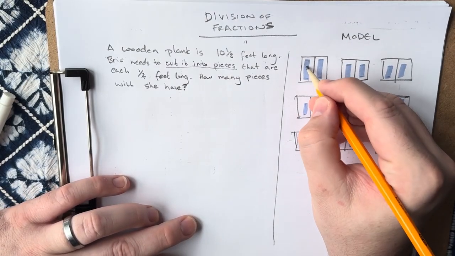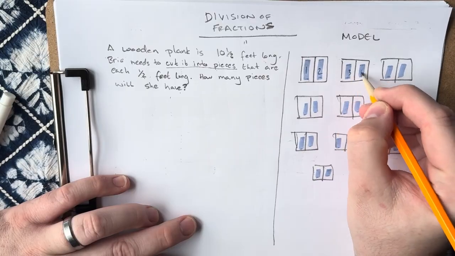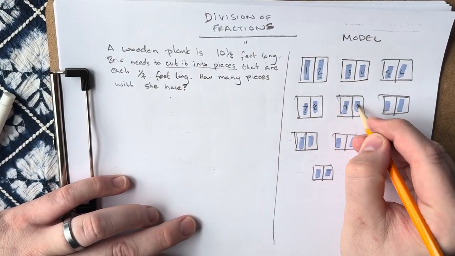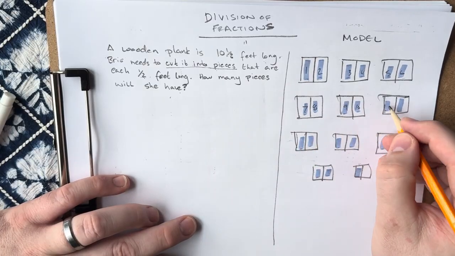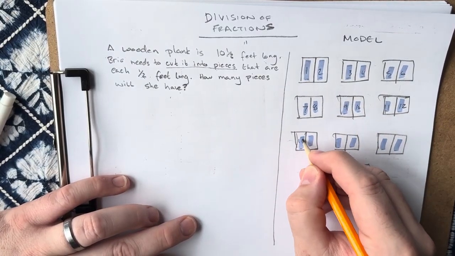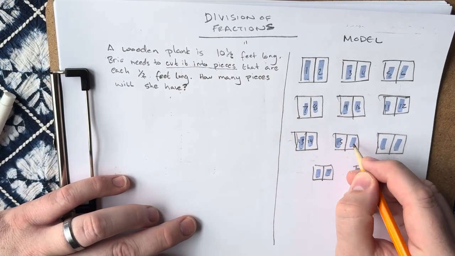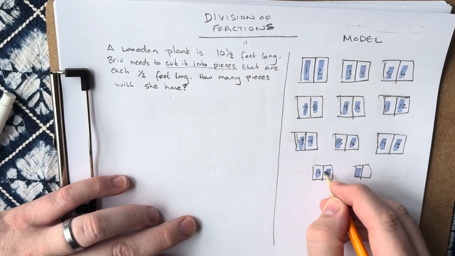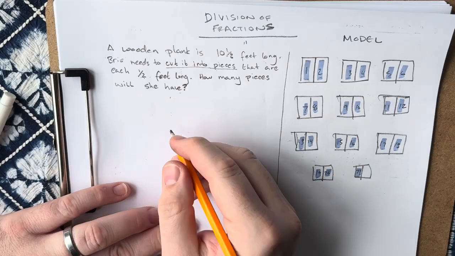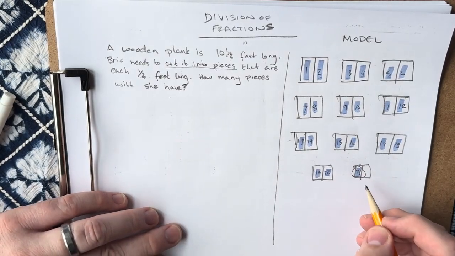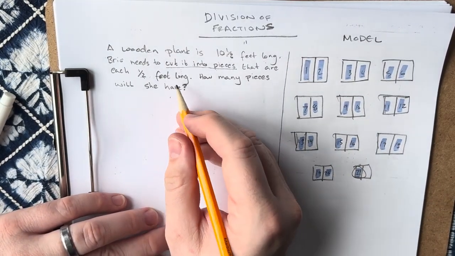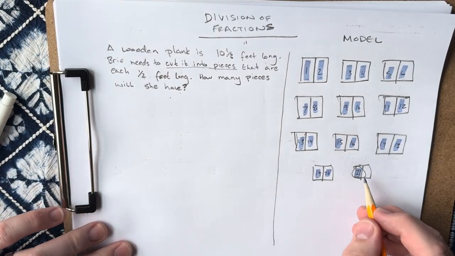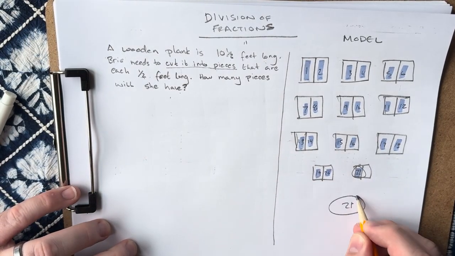So we say we have 1, 2, 3, 4, 5, 6, 7, 8, 9, 10. Haha, they didn't go together. 11, 12, 13, 14, 15, 16, 17, 18, 19, 20, 21 half-foot long pieces, okay? So we're saying 21 is our answer, okay?